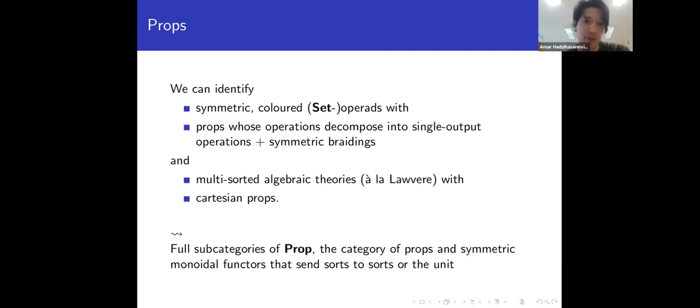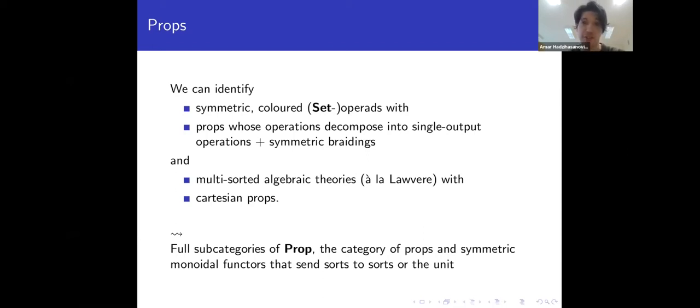We can identify the categories of symmetric colored operads and the categories of algebraic theories as full subcategories of this category Prop. So the idea is that both in the operad case and in the algebraic theory case, really the only non-structural, non-trivial operations are the ones that have a single output. In the operad case, the only other thing that we can do is permute wires, and in the algebraic theory case, the only other thing that we can do is copy or discard some inputs.